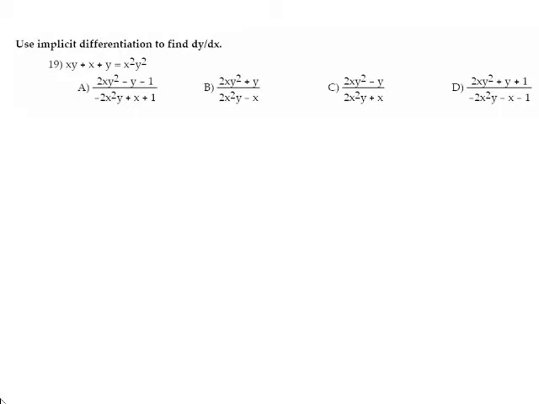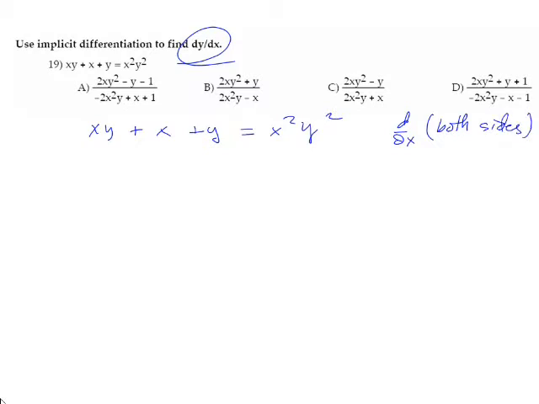Problem 19, we want to use implicit differentiation to find dy dx. So looking at xy plus x plus y equals x squared y squared, we want to take d dx of both sides. To take d dx of xy, that's a product, so we use the product rule. So we get x times dy dx plus y times d dx of x, which is 1. d dx of x here is 1. d dx of y is just dy dx.